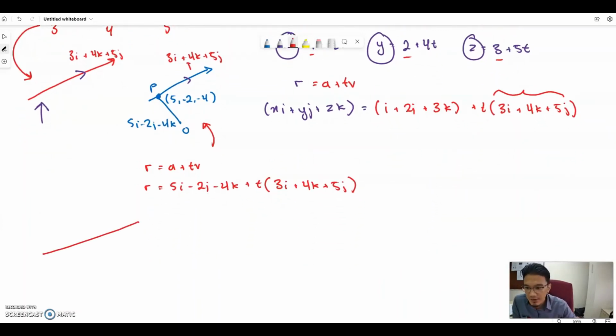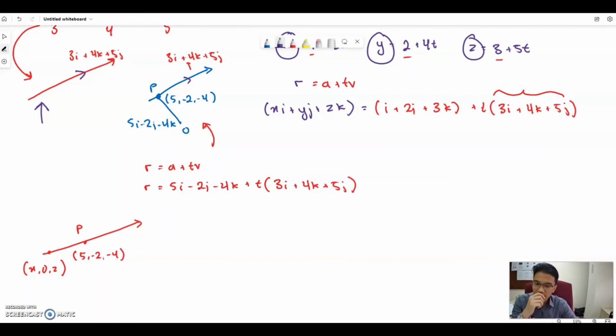Means we already have the equation vector. Right now the point P is at 5, -2, and -4. Along this line, we have to find the coordinate where y is equal to 0. It could be right here or anywhere, but it must be along the line where y is 0. We have to find the coordinate for x and the coordinate for z.